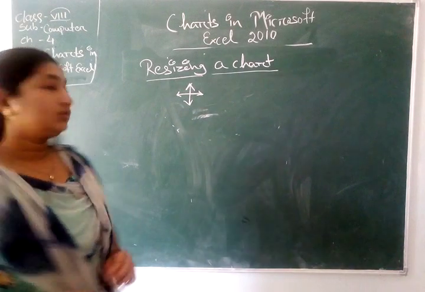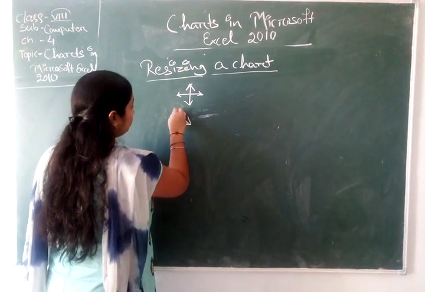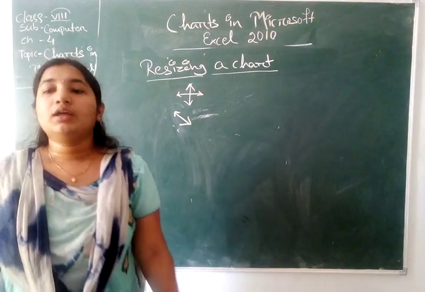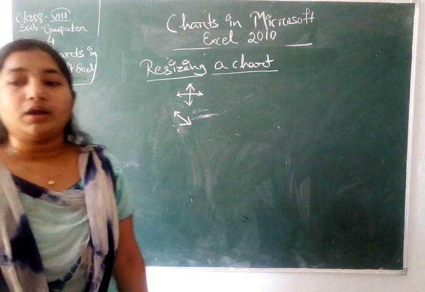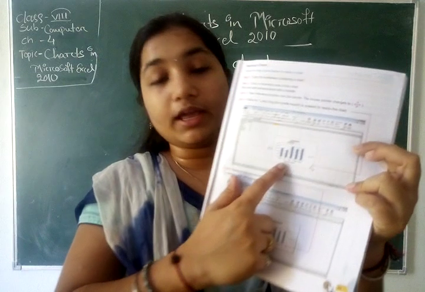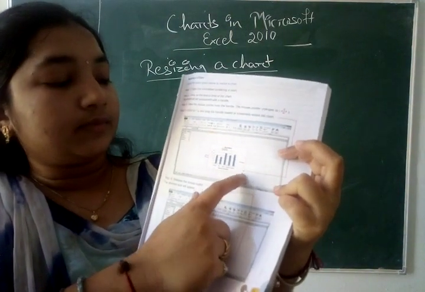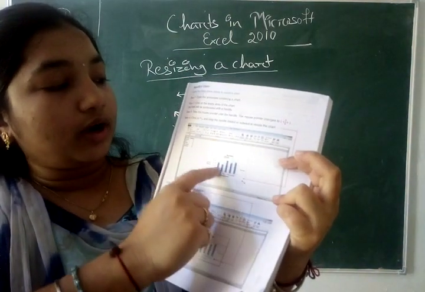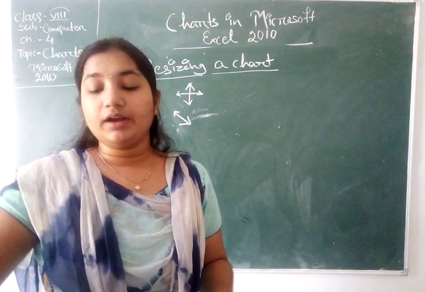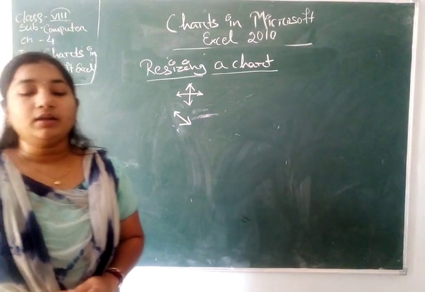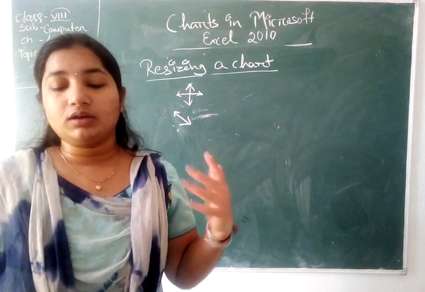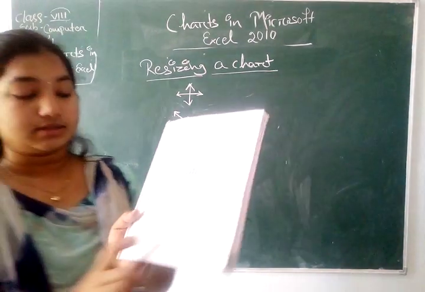After that, when this symbol comes on that handle, we have to click on it and drag the handle inward or outward to resize the chart. Means like this, we have to drag from here, then it will resize inward or outward. After that release the mouse button and the desired size will appear. Means what size we want will appear like this.